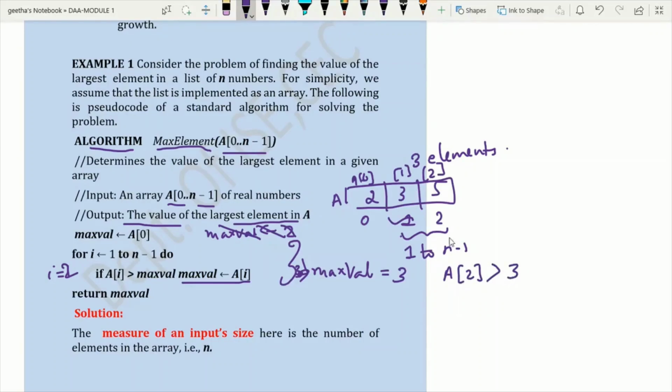Is it true? Yes. A[2] is 5, which is greater than maxval, so maxval now becomes 5. Then i equals n minus 1 is done. We can't read more elements, because the loop runs from 1 to n minus 1. In total there are 3 elements, n is 3, so till 2 you can go. Finally return maxval. Max value is 5. So I am returning the final max value.